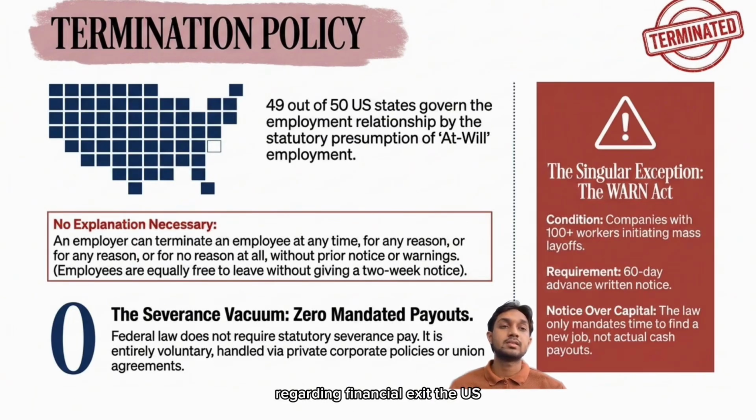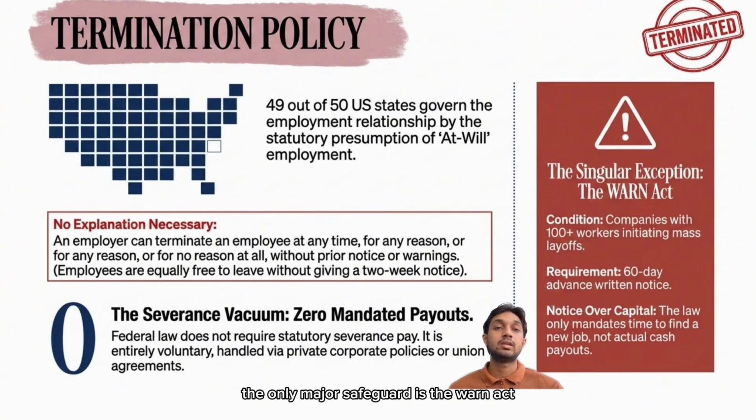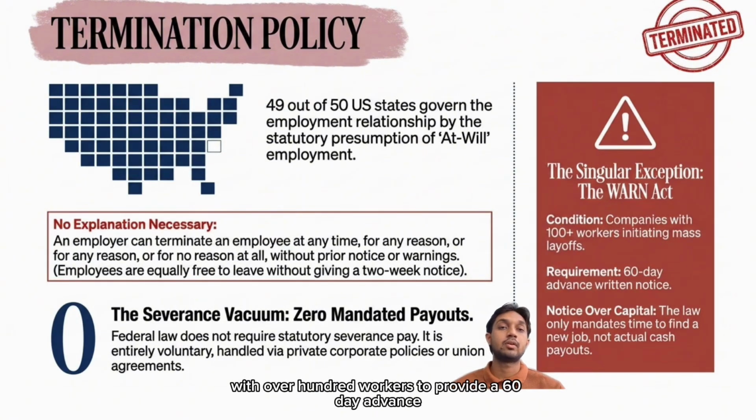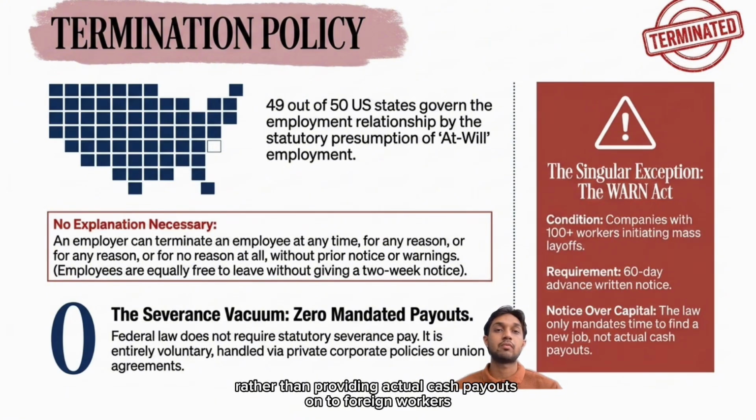Regarding financial exit, the US has a severance vacuum. Federal law does not require any statutory severance. Such payouts are purely voluntary or negotiated privately. The only major safeguard is the WARN Act, which requires companies with over 100 workers to provide a 60-day advance written notice for mass layoffs. This law mandates time for workers to pivot to new jobs rather than providing actual cash payouts.